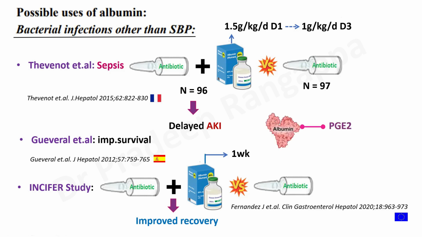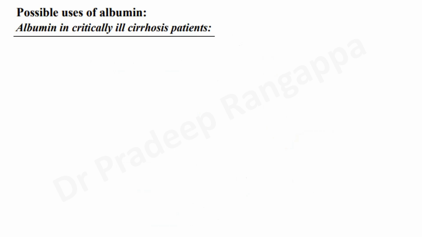The way it is hypothesized is albumin binds to the toxin prostaglandin E2, and this tends to enhance the phagocytic function within the body, which tends to lead to favorable outcome benefits.